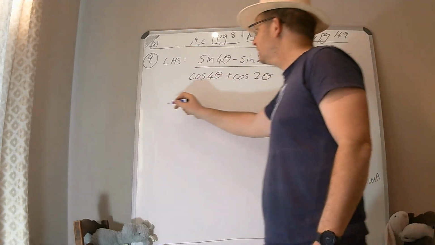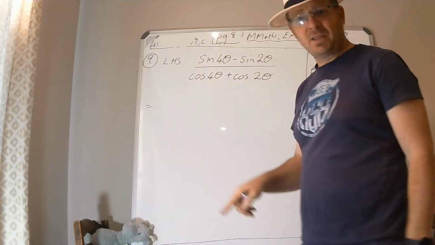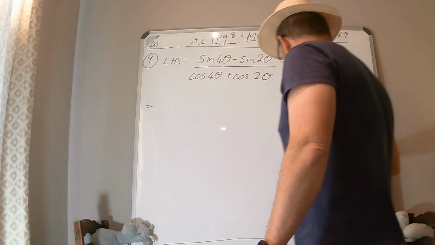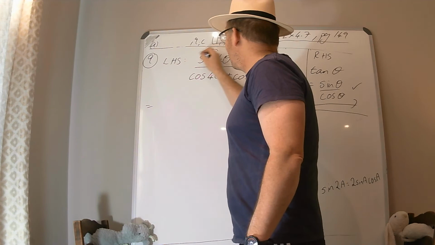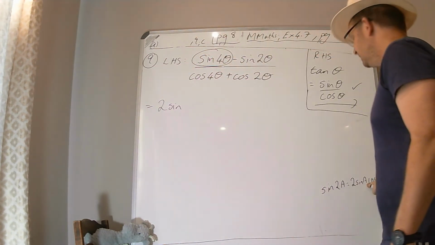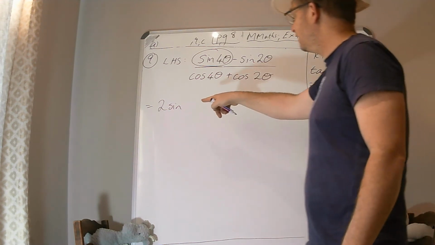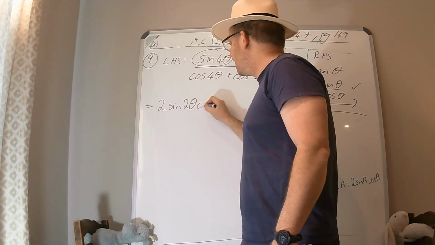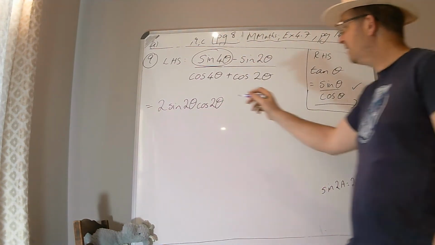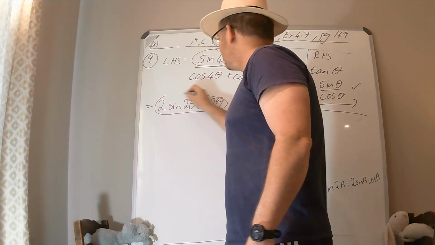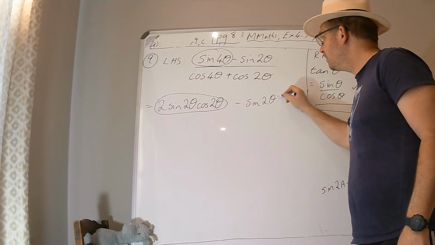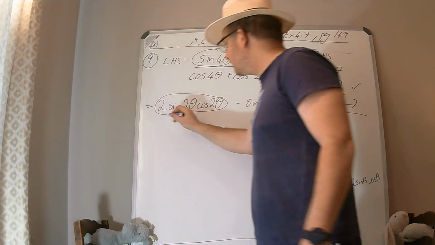So Sarah Murray, sine 4 theta. How could I write that? Well, sine of an angle is 2 sine half of whatever that angle is, just like a is half of 2a. So in this case it will be 2 sine 2 theta cos 2 theta. Okay, so that is sine 4 theta, minus sine 2 theta. Remember, with sine of a double angle, there's not much choice.